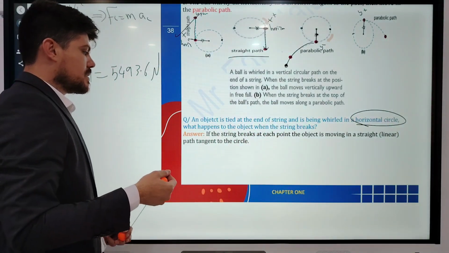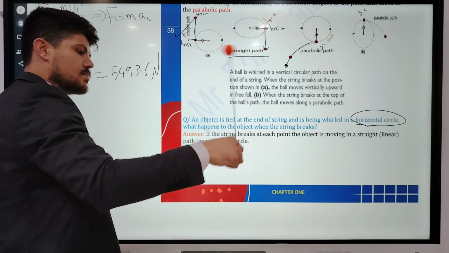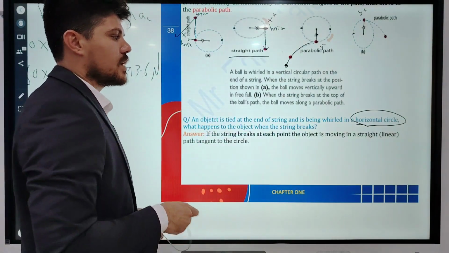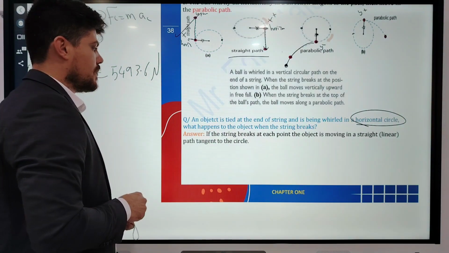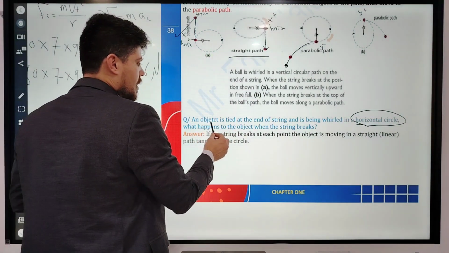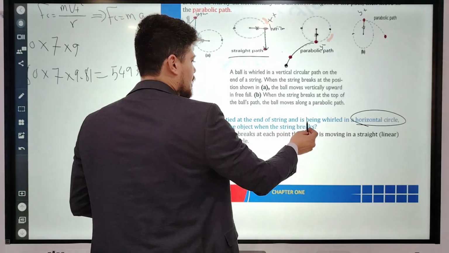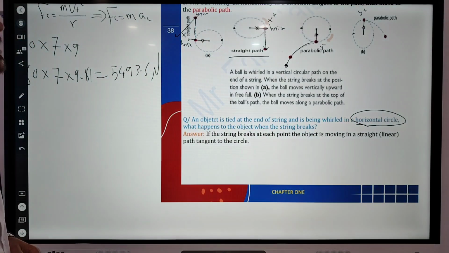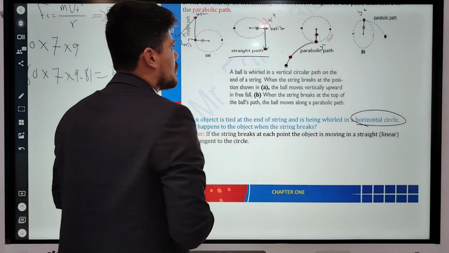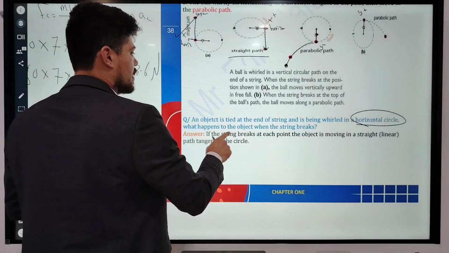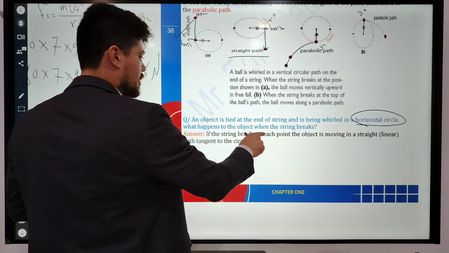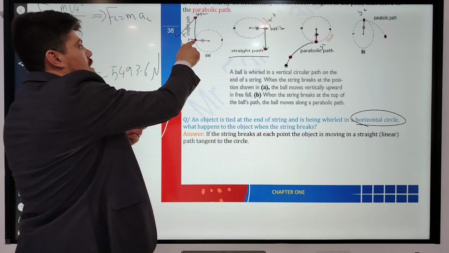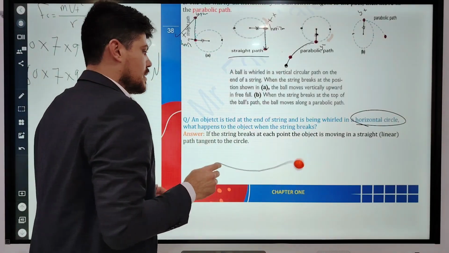Okay? So, when the object is moving vertically and the string breaks at the top point, the object moves in a parabolic motion. But when an object is tied at the end of the string and it's being wheeled in a horizontal circle, in that case, the string breaks at each point and the object moves in a straight line. Okay? As I mentioned before here.